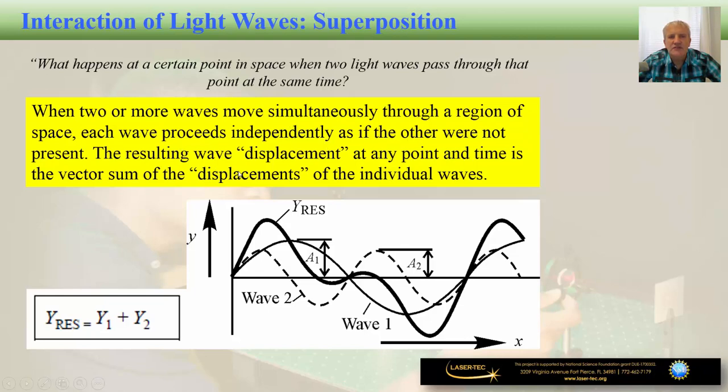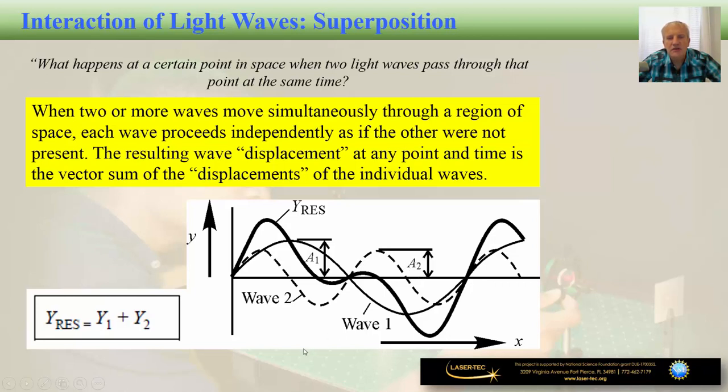Two resulting wave displacements at any point in time are going to be the vector sum of the displacements of the two individual waves. What do we mean exactly by that? Focus on the picture that you're seeing here, and as you can see, we are dealing with two waves. There's a wave that's represented here by this dotted line, so we see this repetitive behavior. The peak of this wave is equal to capital A sub 2.